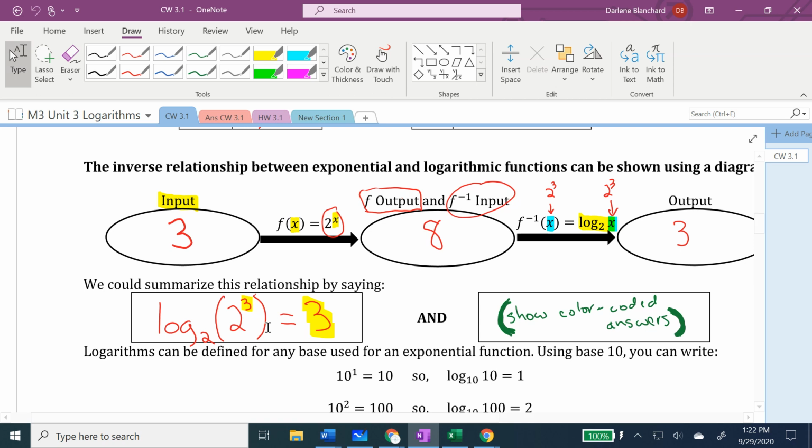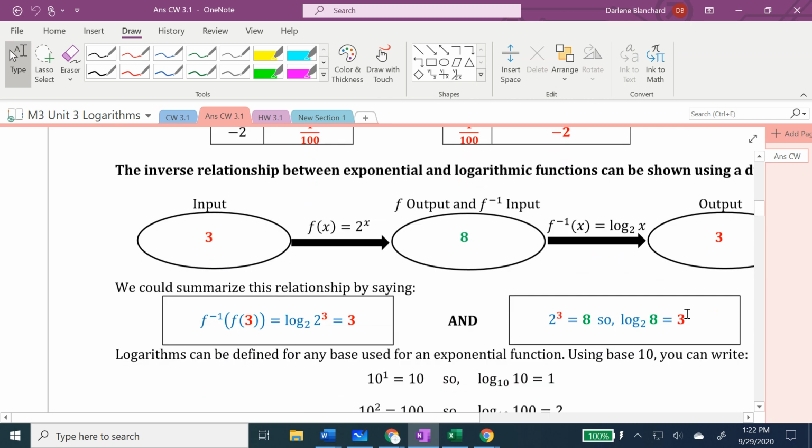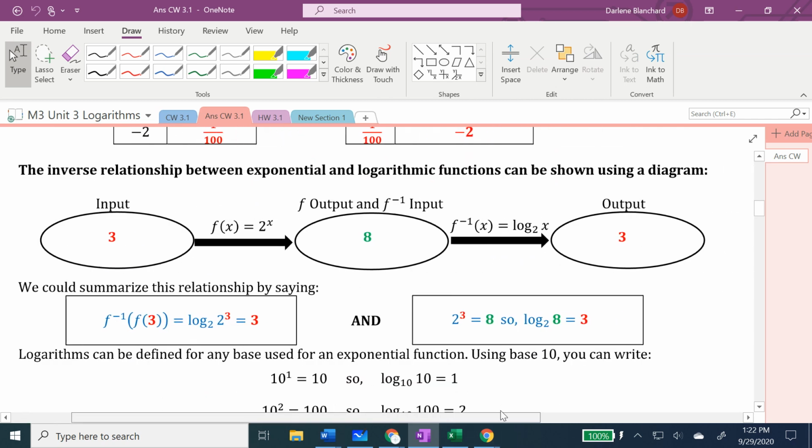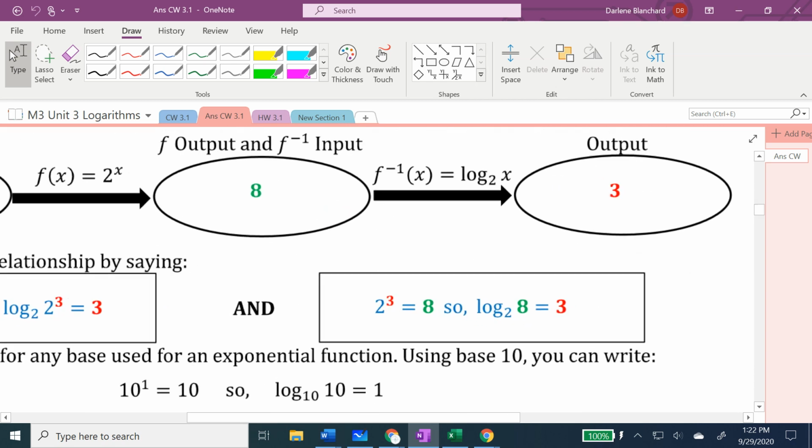Now, I have a reminder to myself. I hope you didn't write show color-coded answers. But that was my reminder to come over here to the answers because I have it set up in color coding that I want to present.